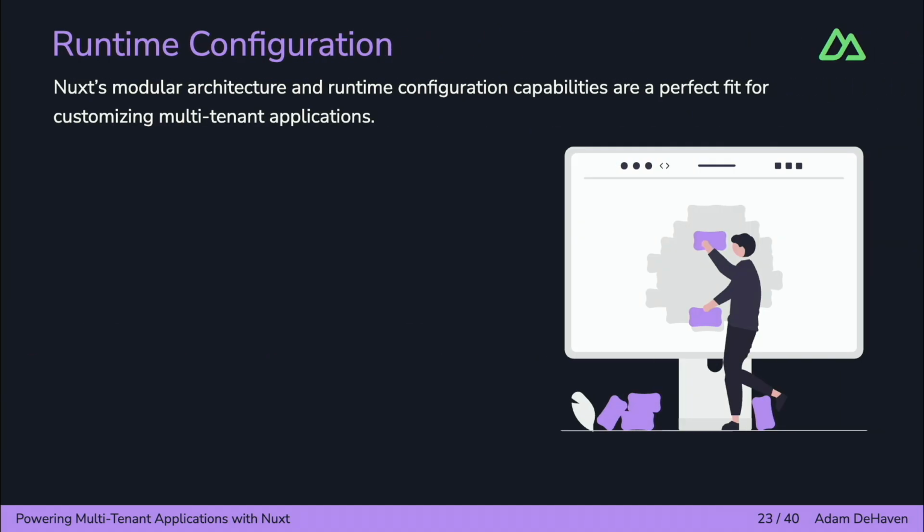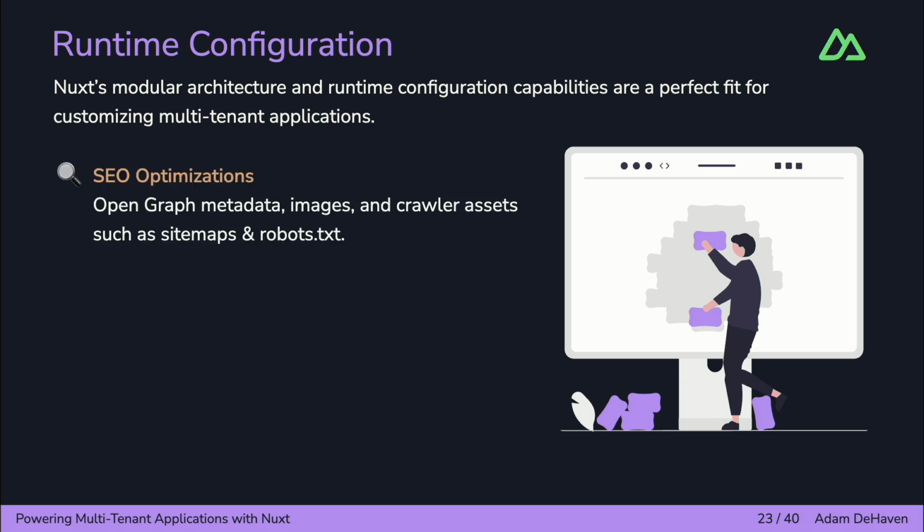So Nuxt modular architecture and runtime configuration capabilities are perfect for a multi-tenant application. So it allows us to dynamically configure Nuxt modules and other configurations based on the tenant without having to rebuild the entire app. So using a couple Nuxt modules as examples, we can do things for SEO, right? We can configure tenant-specific page titles, description, and open graph data based on the tenant's page data. We can also generate origin-specific sitemaps and robots.txt files.